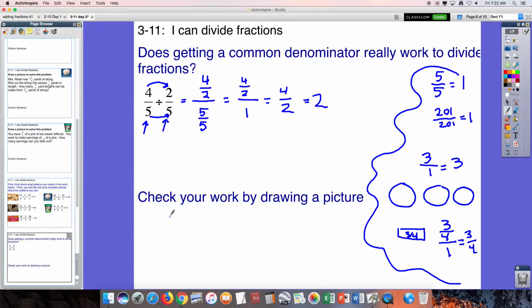Okay, now let's draw. We've been drawing pictures, so let's draw a picture. We're going to first start out with our first fraction, because what this really means is how many 2/5 go into 4/5. So let's draw our 4/5.